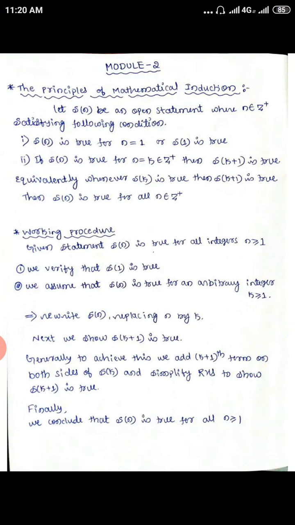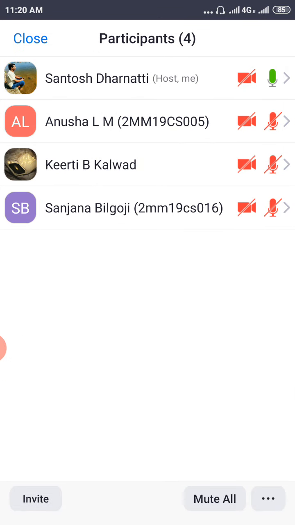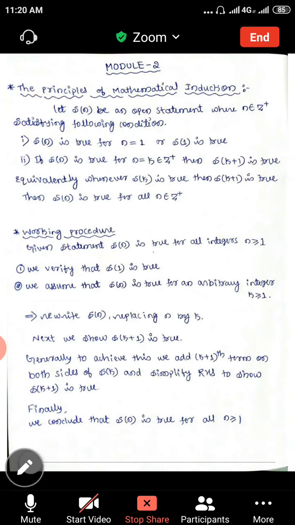Yes, sir. Okay, fine. So now we will go for the next module, that is module 2. In module 2, it is very important: mathematical induction. Everyone knows mathematical induction. Have you studied it in PUC? Yes, sir. Okay, fine. So here we will see what exactly the rules of mathematical induction are.